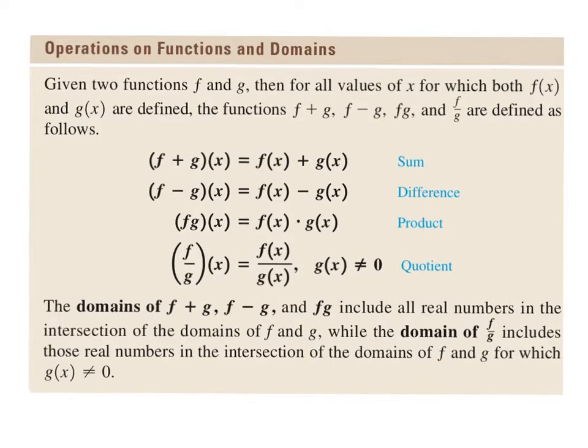Likewise, when you see fg of x, that just means you multiply. And when you see f over g of x, that means you just divide the functions. Whenever you're dividing, the domain of this function, f over g, is just all the x values except for the ones that make the denominator equal to 0.